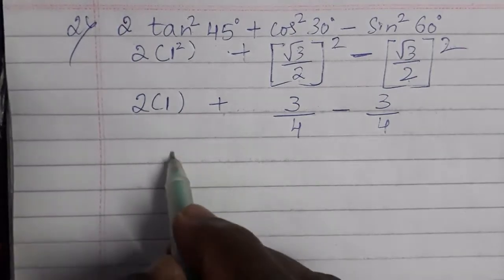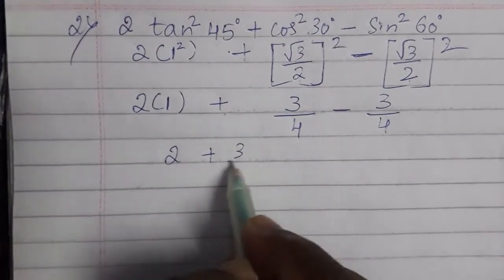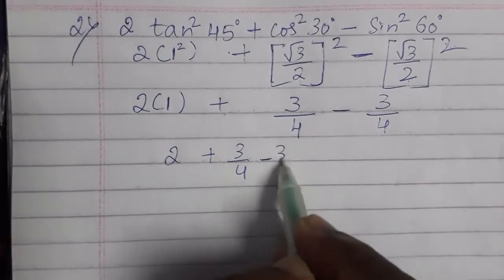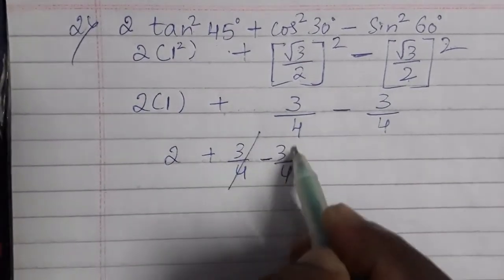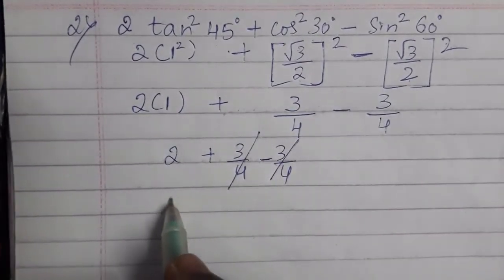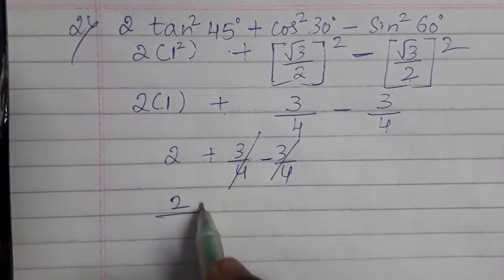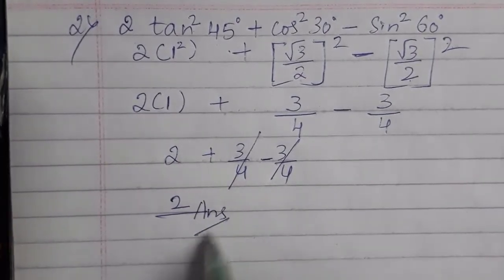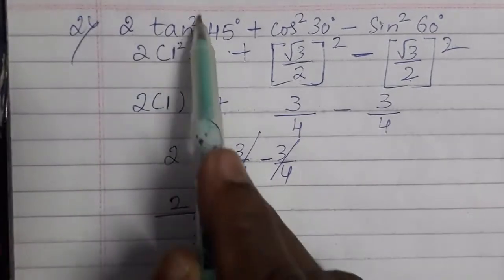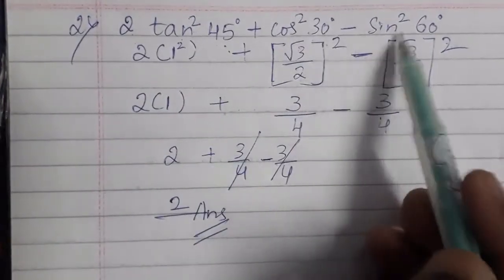So now here 2 ones are 2 plus 3 by 4 minus 3 by 4. Plus 3 by 4 minus 3 by 4 is cancelled. So what is the answer? 2 is the answer. 2 is the value of 2 tan square 45 plus cos square 30 minus sin square 60.